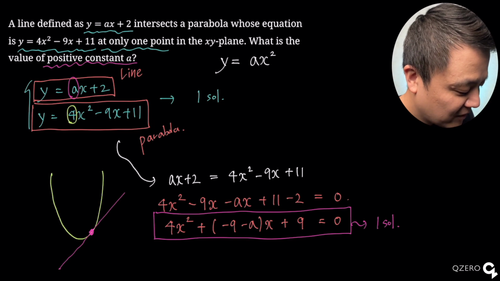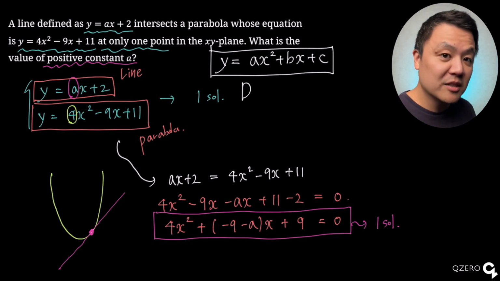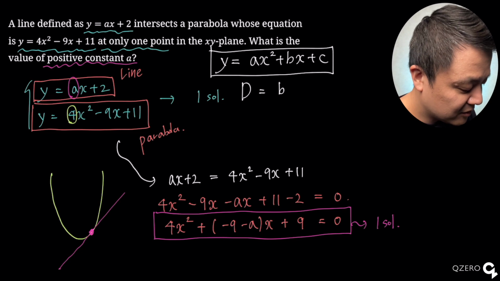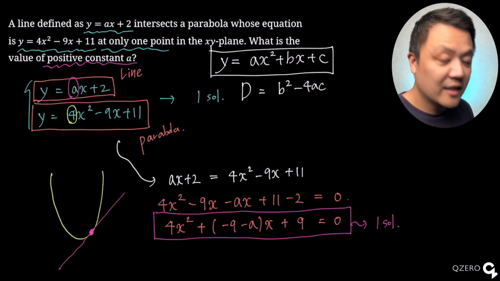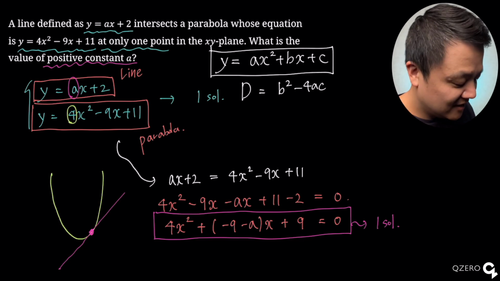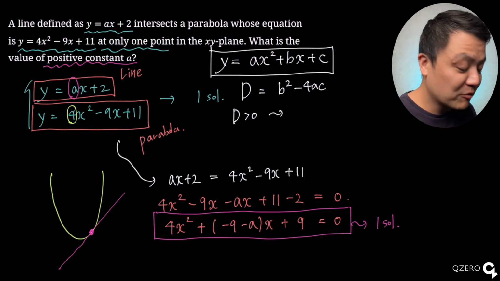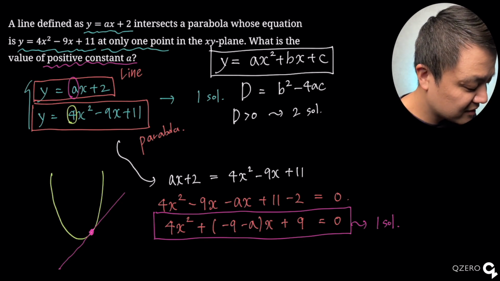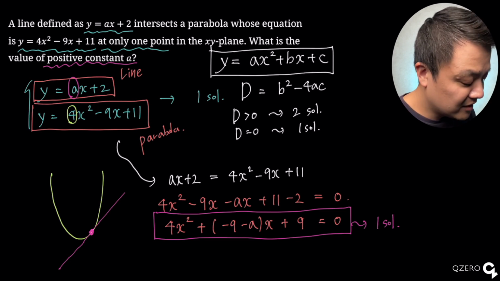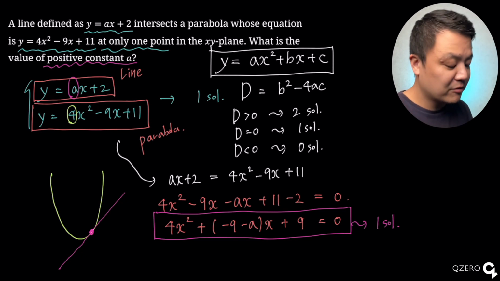Whenever you have a quadratic equation in its standard form, you can calculate the value of the discriminant, which is called D, which is b squared minus 4ac. And it's very important to know how it works. If the D value is positive, that means the given quadratic equation is supposed to have two distinct real solutions. If D equals 0, it has only one distinct real solution, and if it's negative, the given quadratic equation has no real solution.